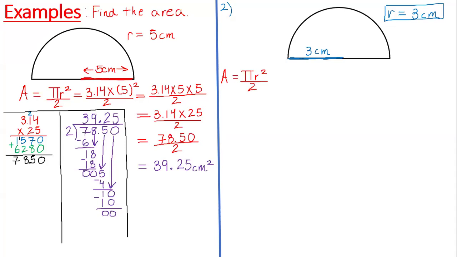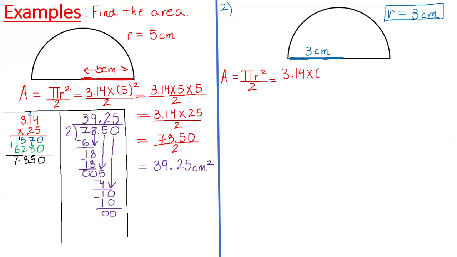So the formula for the area of a circle is gonna be what? Pi r squared all over 2. In this case, pi is what? 3.14. And the radius is what?